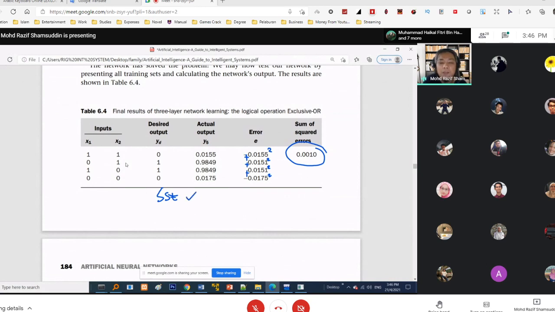And then we have another type of error, which is the mean square error. Both have their uses. Sometimes you cannot use sum of square error; you have to use mean square error. So mean square error is the sum of square error divided by the number of samples. So how many samples do we have?